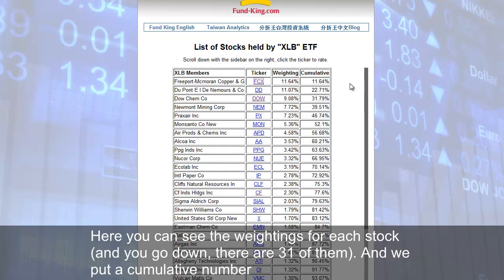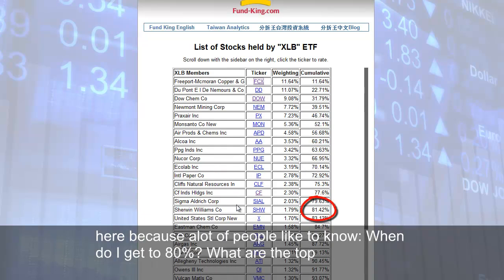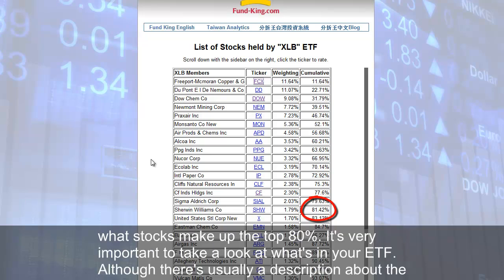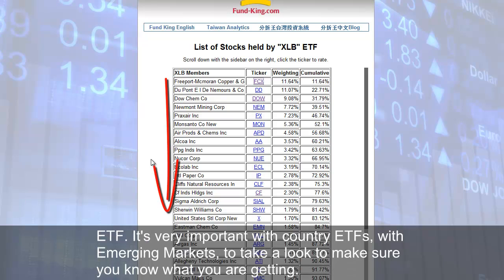You can go down. You see the weighting of each stock, and we put a cumulative number here because a lot of people like to know, well, when do I get to 80%? You know, what stocks make up the top 80%? It's very important to take a look at what's in your ETF. Although there's usually a description about the ETF, it's very important, particularly when you do country ETFs and emerging market ETFs, to take a look at what's inside to make sure you know what you're getting.